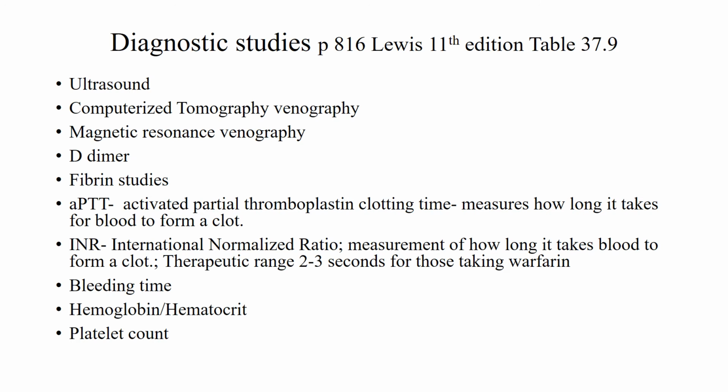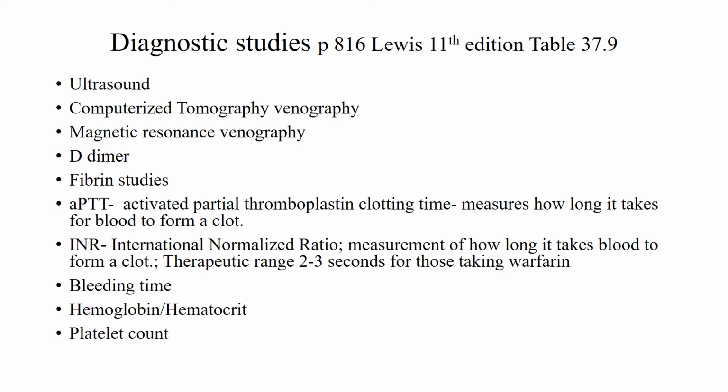So a positive D-dimer result may indicate presence of an abnormally high level of fibrin degradation products. It indicates that there may be a significant blood clot or thrombus formation and breakdown in the body. A negative D-dimer will rule out DVT or venous thromboembolism. A positive D-dimer suggests DVT, and it needs to be investigated. Fibrin studies can be ordered.